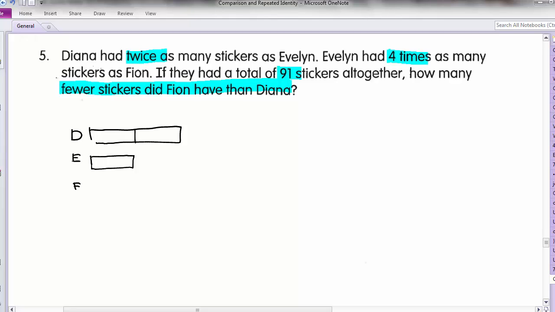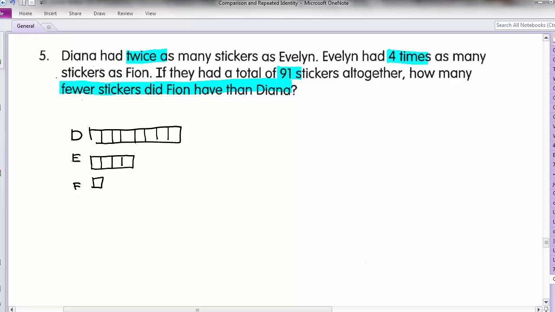Oh, so that means Evelyn has not just 1 box now. Oh dear. Yes, Evelyn has 4 boxes, 4 times of Fionn. So which means I need to update this as well. Which means Diana is also, each of them, 4 units.